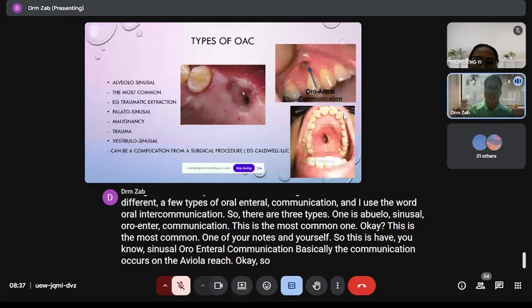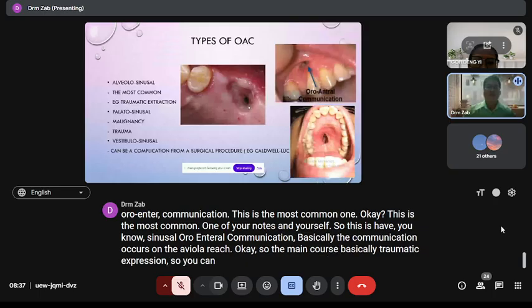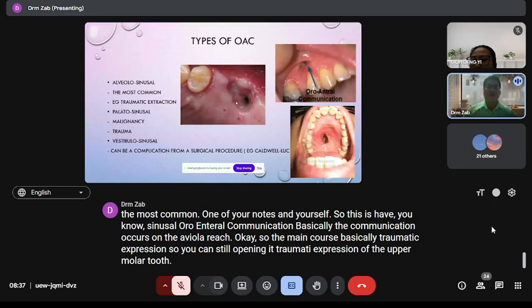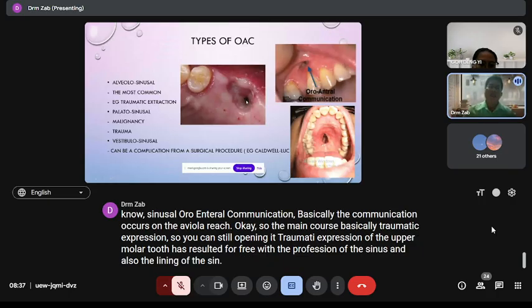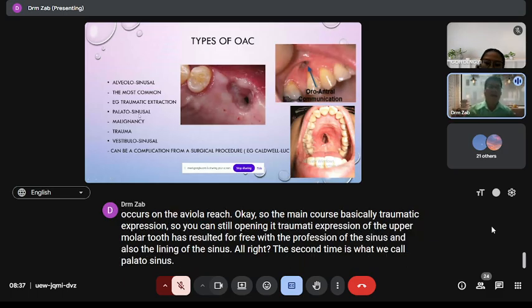The main cause is basically traumatic extraction. So you can see the opening here. A traumatic extraction of the upper molar tooth has resulted in perforation of the floor of the sinus and also the lining of the sinus. All right. The second type is what we call palato-sinusal.